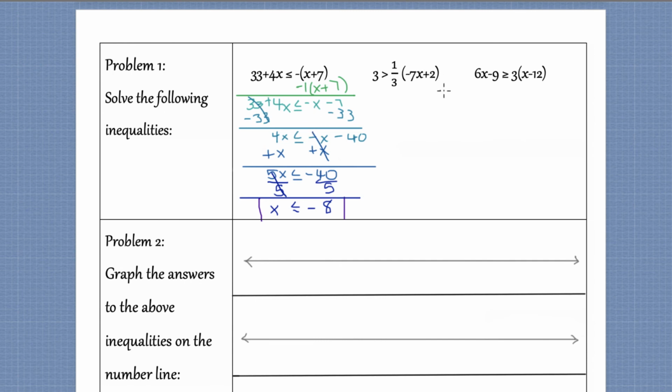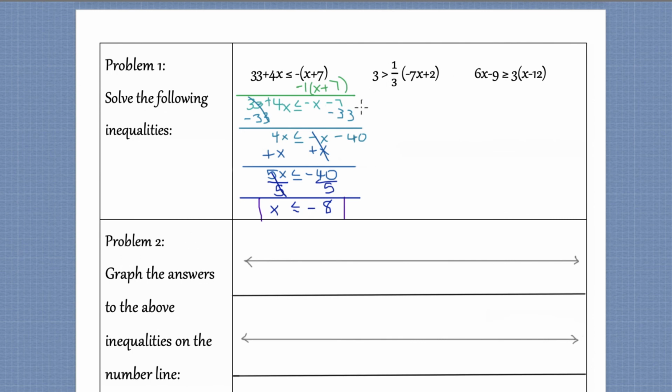Let's move on to the next one. Our next one says 3 is greater than 1/3 times -7x plus 2. So for this one, there's actually two ways we could go. Our first direction is we take this 1/3 right here, and we distribute it to the -7x and to the 2.